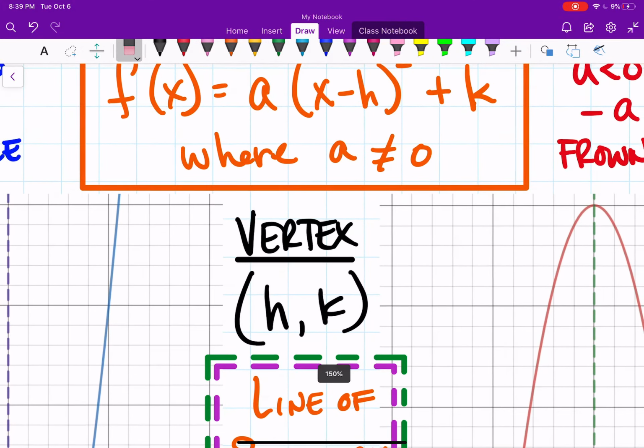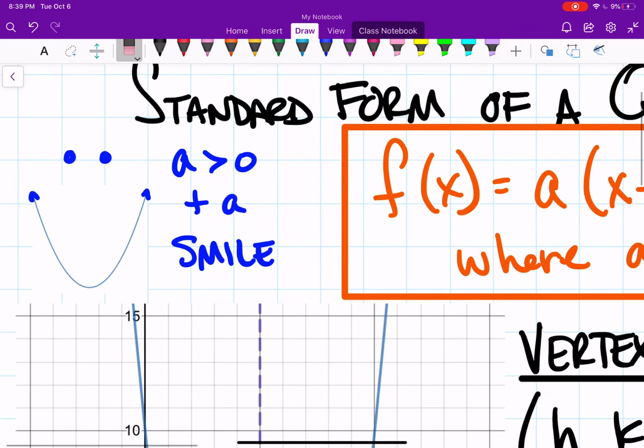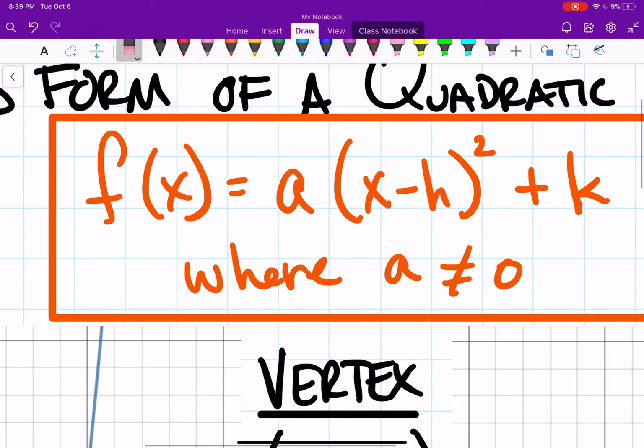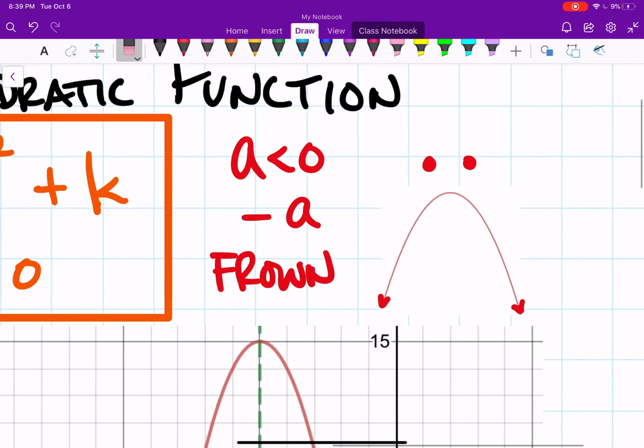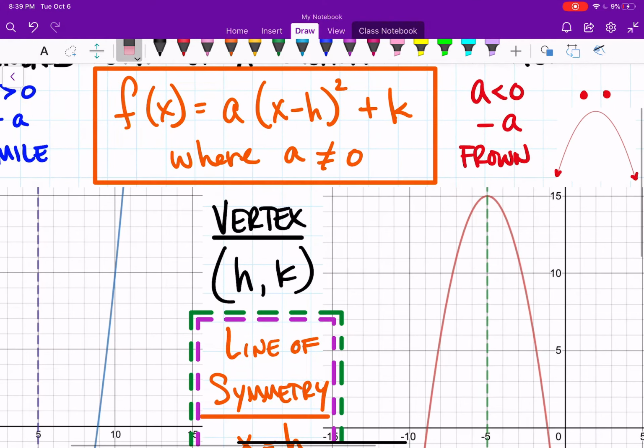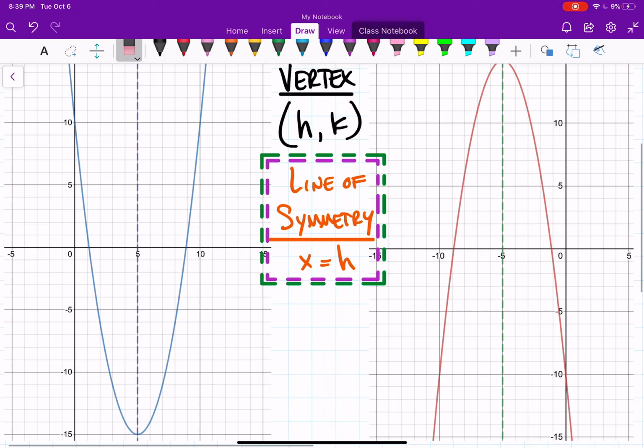So first of all, the a actually plays a very critical part in whether it's going to be a parabola that opens up. All quadratics are parabolas, right? So they're either going to open up, and when it opens up, that means the a is positive. A is greater than 0 means a is positive, so it smiles. What a nice smile, right? However, if a was less than 0 or negative, then you get a frown, okay?